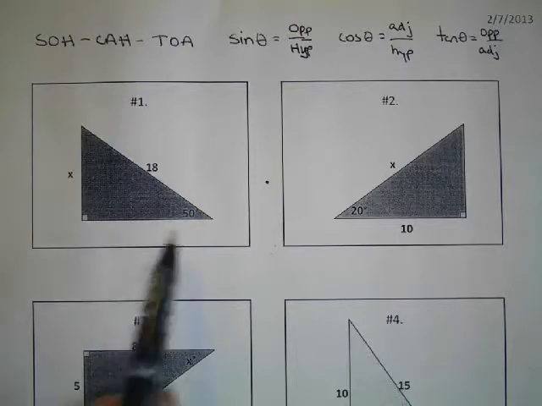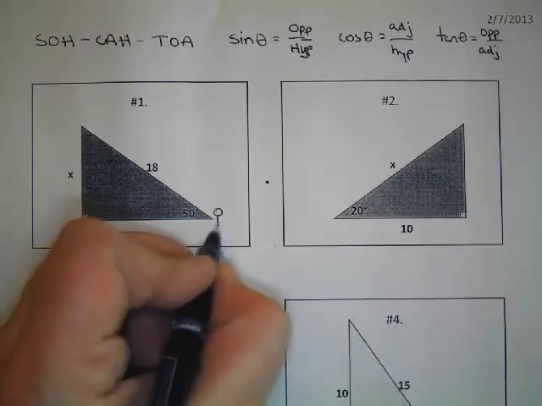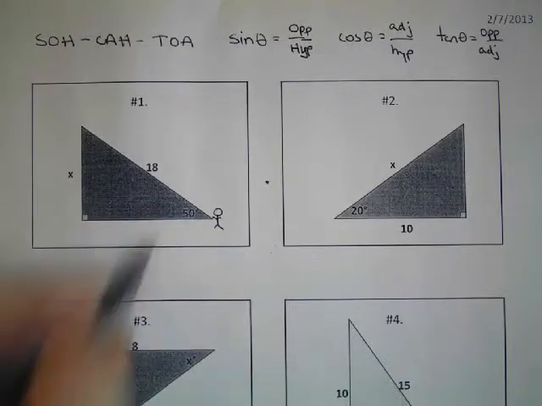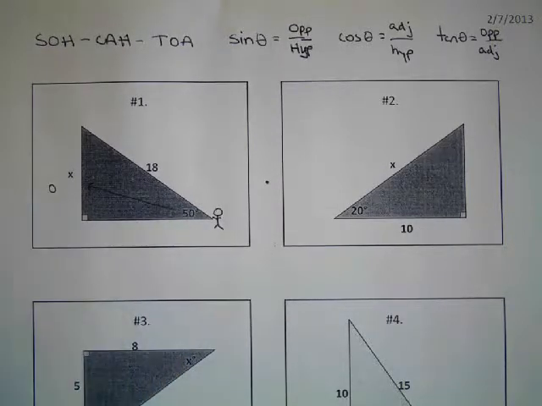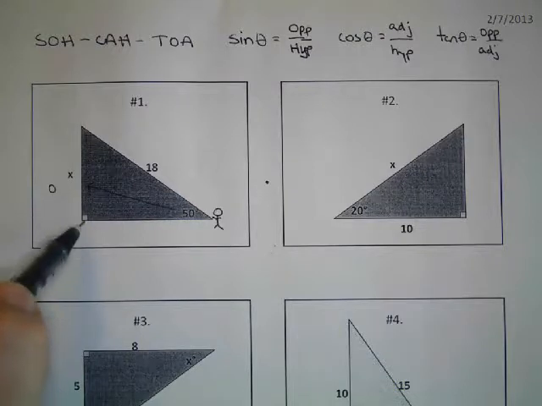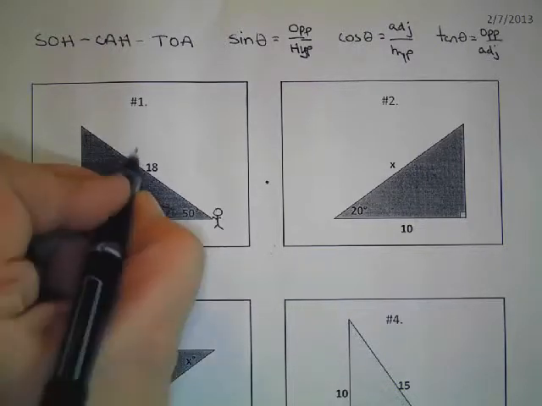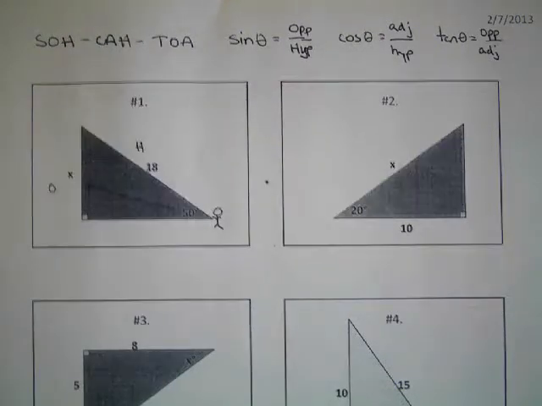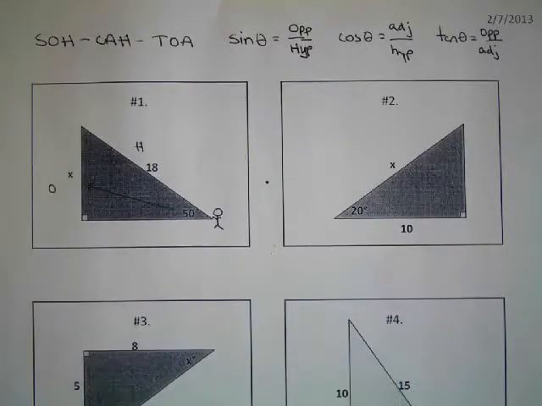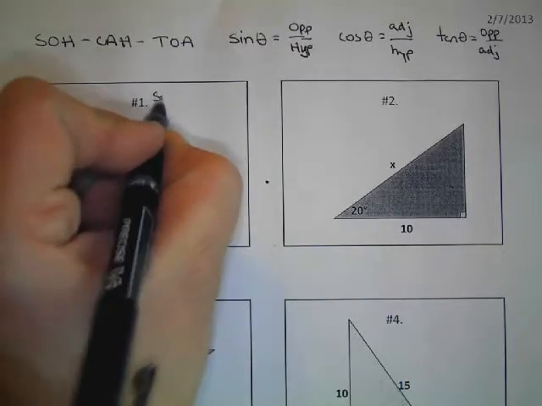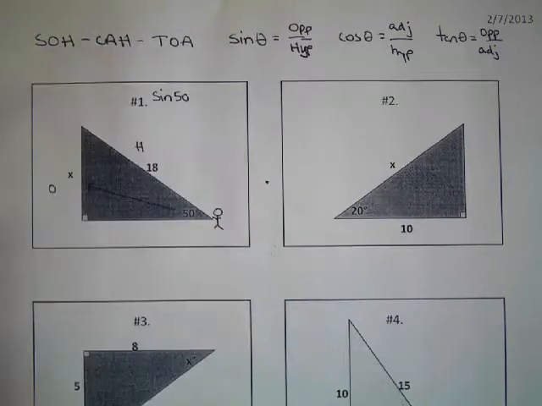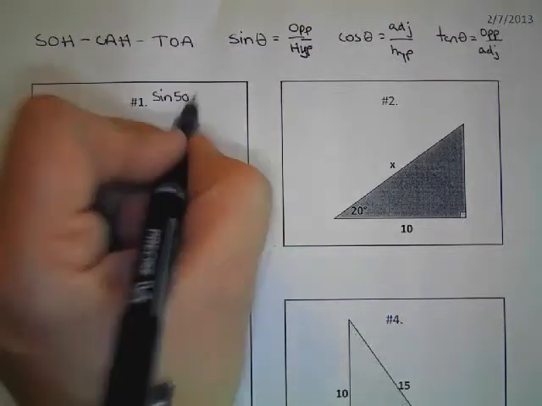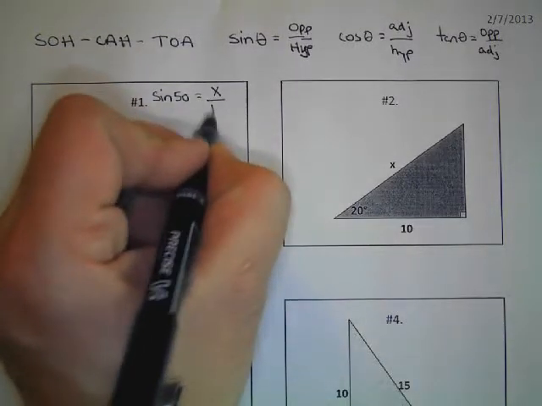In example 1, we have a 50-degree angle, so that's where we'll put our little reminder figure. Across from the 50 is x, so that'll be your opposite. Here's your right angle. The hypotenuse is opposite the right angle. So we have OH, so that is the sine ratio. We always put the degree or the letter of the angle right next to sine, cosine, tangent. So sine of 50 equals opposite over hypotenuse.